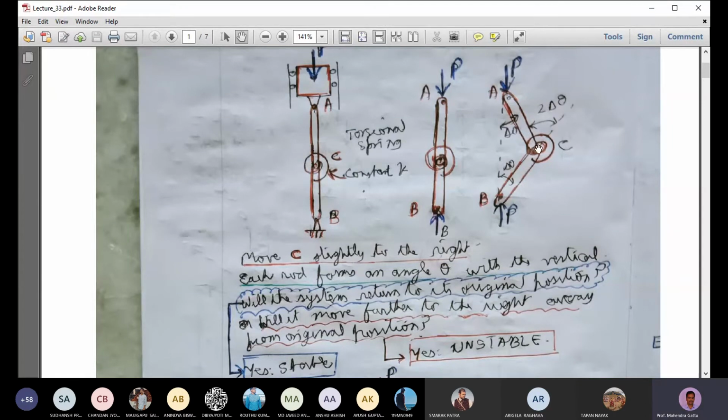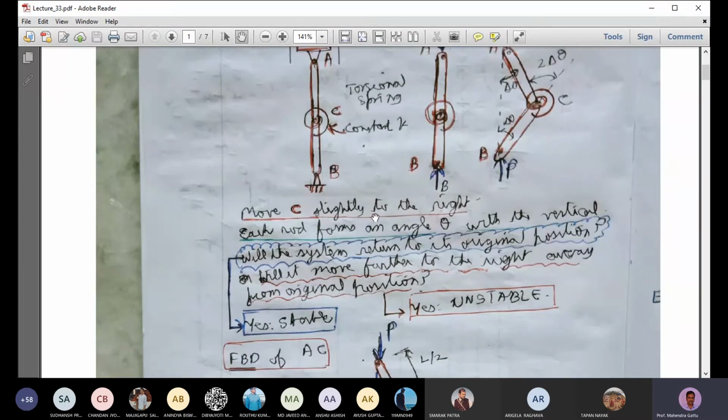So the spring will produce a restoring moment. This P will try to move the point C to the right, and the torsional spring will try to restore it back to the original configuration. So we have to do a free body diagram and see how it happens. The main question we want to ask is this one: we move C slightly to the right, so each rod forms an angle theta with the vertical.